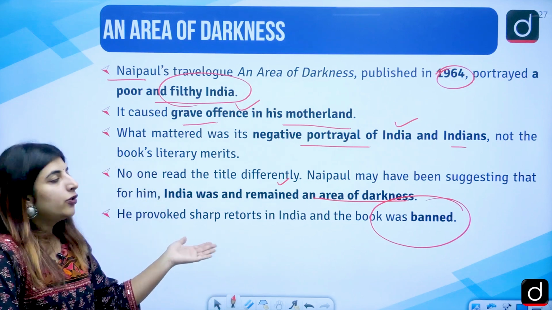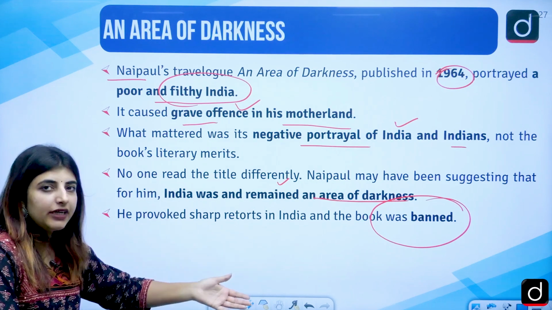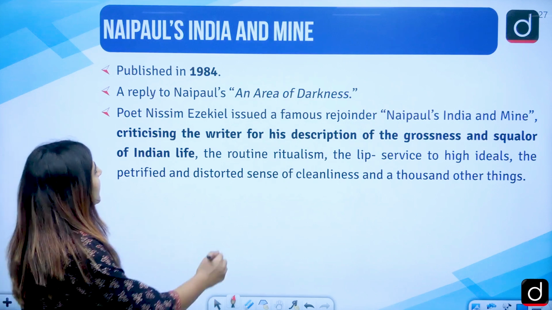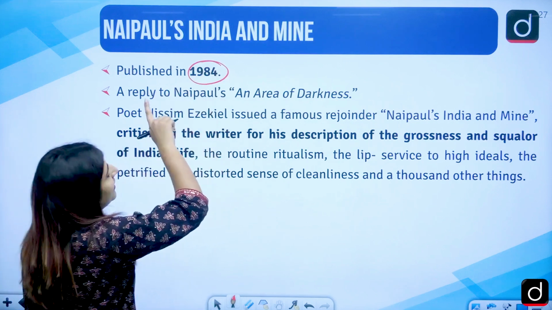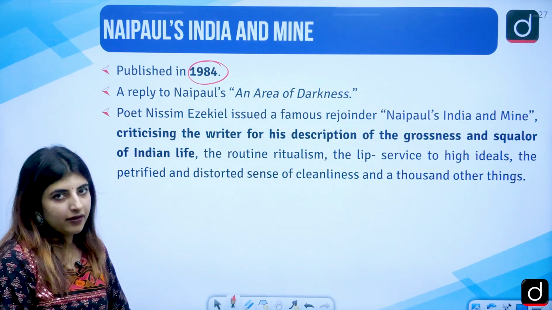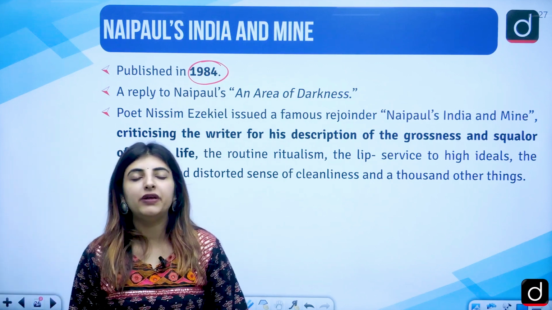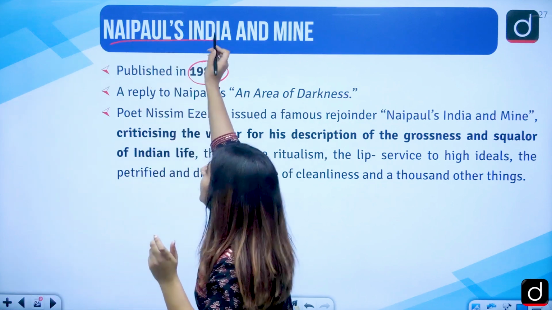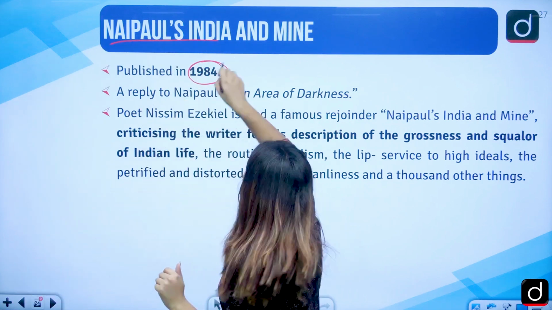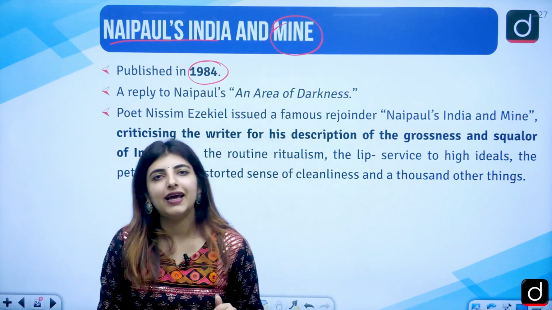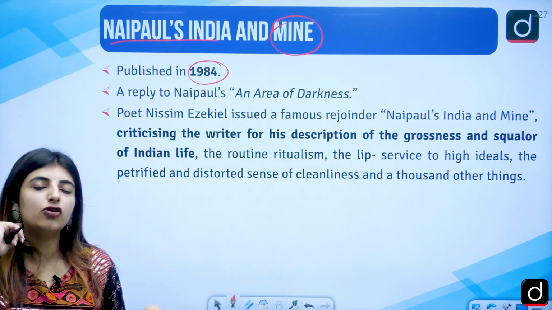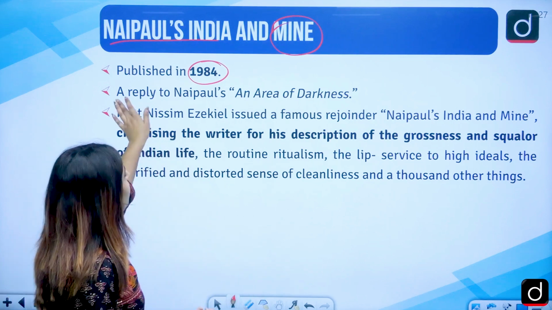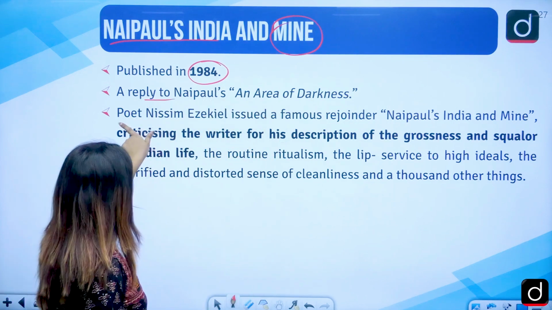Coming back to what Ezekiel replied. Ezekiel wrote in 1984, Naipaul's India and Mine, to draw a contrast with the negative image that Naipaul portrayed of India, saying that my India is not like that. So a comparison or a parallel is drawn between the two things, Naipaul's India and Mine. A reply to An Area of Darkness.